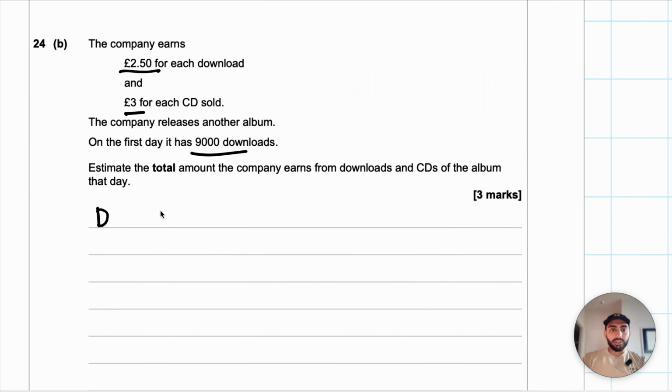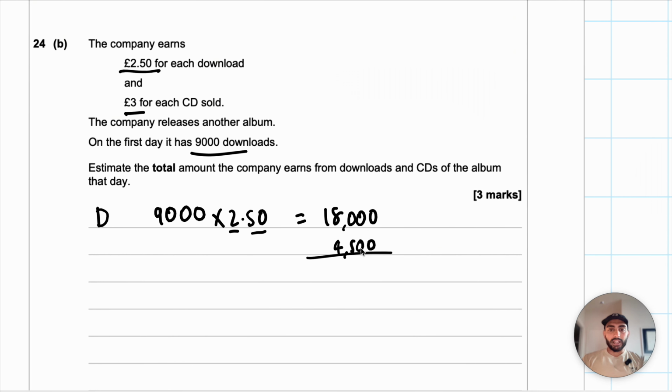So we have 9,000 downloads altogether, and each of them are earning £2.50. Instead of using column multiplication or something, I'm going to do 9,000 times by the 2, and then I'm going to do 9,000 times 0.5. So that's the same as dividing by 2. 9,000 times 2 is 18,000, and 9,000 times 0.5 is 4,500. Just need to add those two together, we get 22,500. You could also do times by 10 and divide by 4. It's up to you. There's a few different ways you could do it.